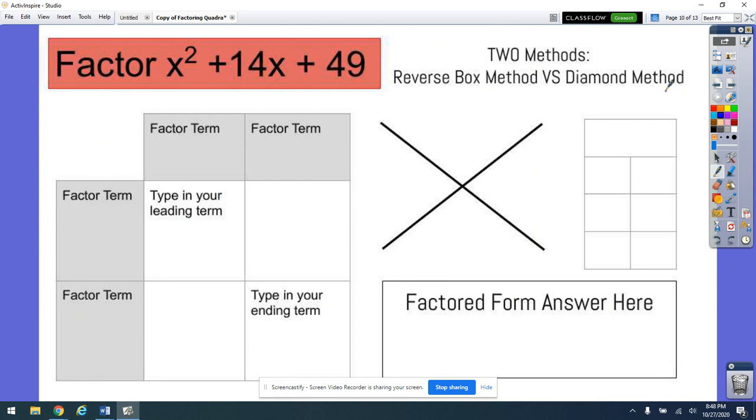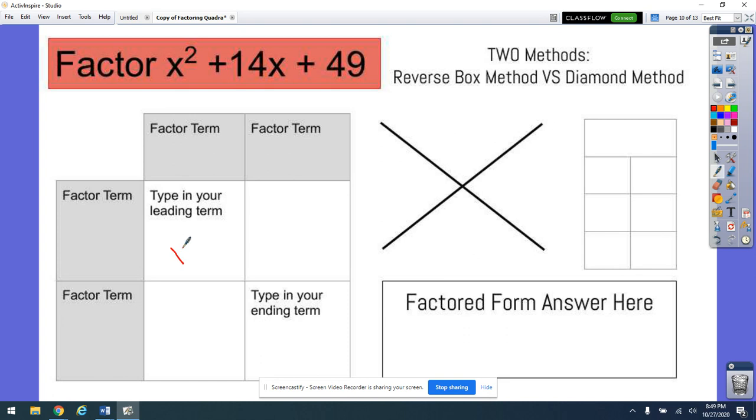So now let's go ahead and practice on some. Again, pick whatever method works best for you, and then go ahead and practice factoring your quadratic forms, your little trinomials here. I'm going to show both methods at the same time, so that it's a little bit easier from here. Okay. Now, first thing, I'm going to do that reverse box method.